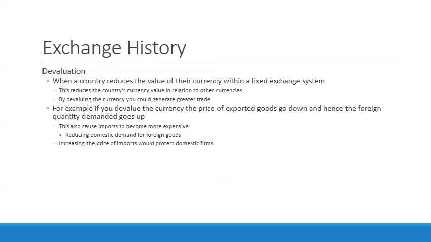Now, increasing the price of imports would protect domestic firms, like we said with tariffs. However, because it reduces competition, quality and efficiency of production may suffer. So even though tariffs are designed to improve the total revenue and improve the price of imports, protecting them from foreign firms, it doesn't necessarily say that we're going to see an improvement or even the same quality and efficiency, because with less competition comes less of an incentive to actually produce high quality goods.